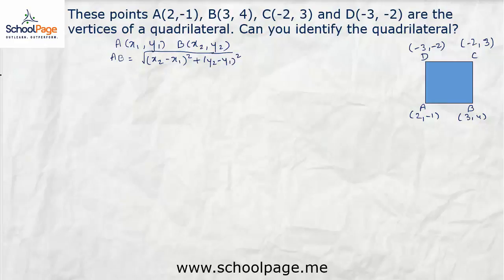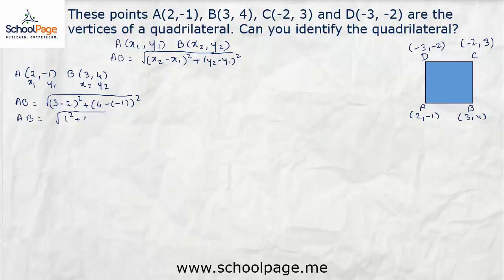Let us first find the distance AB. For this we write the coordinates of A as (2, -1) and B as (3, 4). Let us mark these as (x1, y1) and (x2, y2). Let us find the distance AB as equal to the square root of (x2 minus x1), so (3 minus 2) the whole square, plus (y2 minus y1), so (4 minus (-1)) the whole square. Solving this we get AB equals the square root of 1 square plus 5 square, which is equal to root 26.